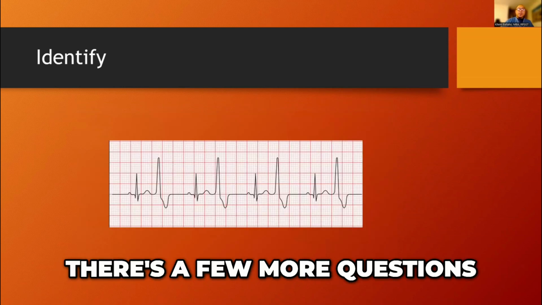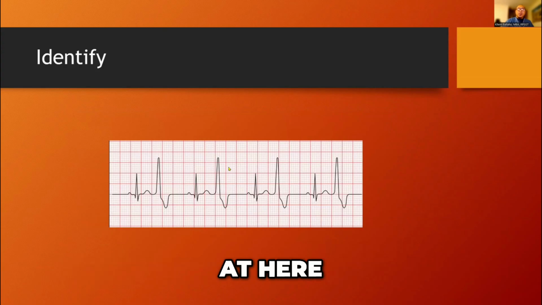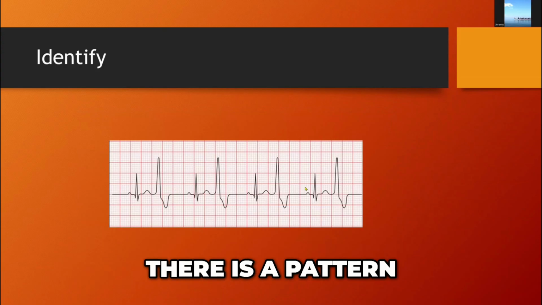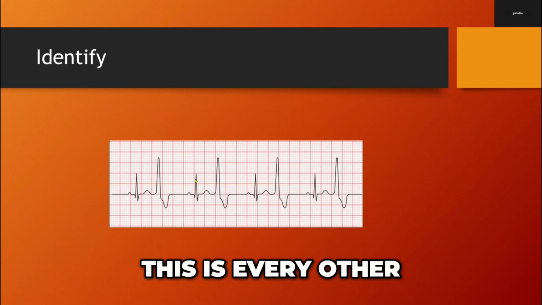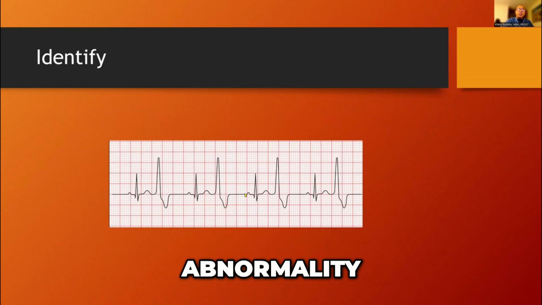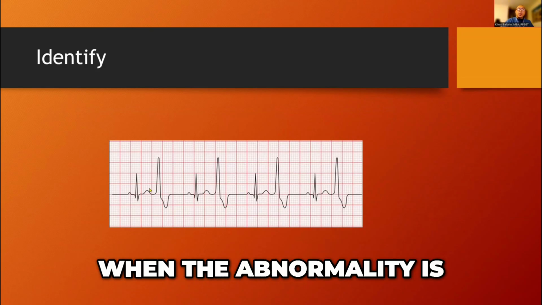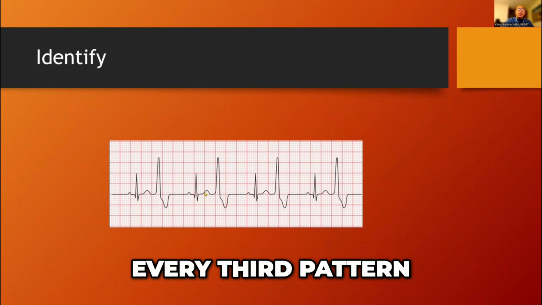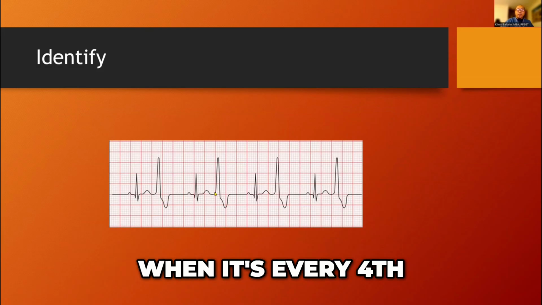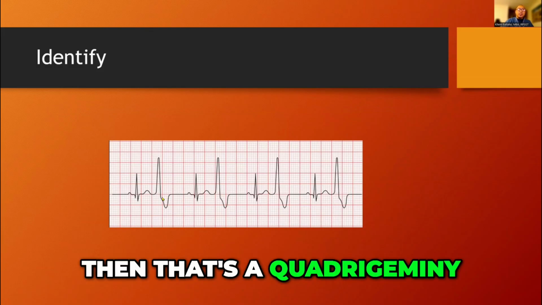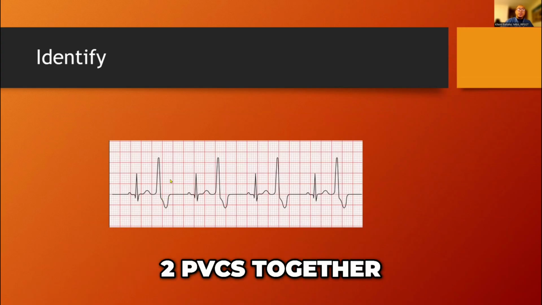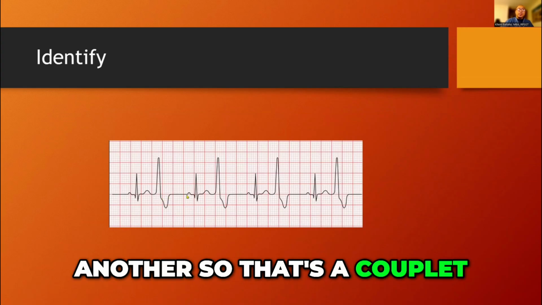All right, there's a few more questions. What am I looking at here? What are we looking at? This is first a PVC. However, there is a pattern. So now it's not just a PVC. This is every other abnormality. When it's every other abnormality, then this is a bigeminy. When the abnormality is every third beat, then that's a trigeminy. When it's every fourth abnormality, then that's a quadrigeminy, okay? But earlier we identified two PVCs together. They were one after another, so that's a couplet.